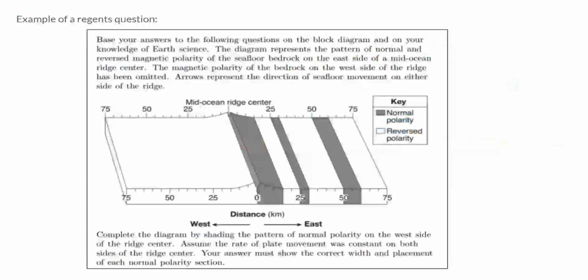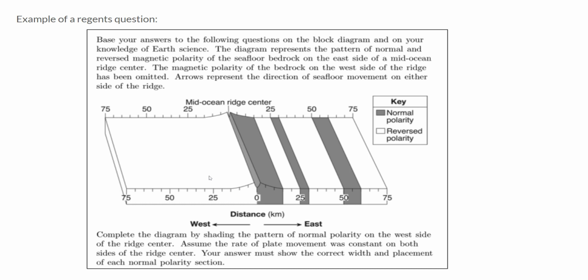So, a question you might get on the Regents is this: base your answer to the following questions on this diagram. The diagram represents a pattern of normal polarity, which is the gray, and reverse polarity. Meaning in the normal polarity, the Earth's magnetic north was pointing a certain direction, but in the reverse polarity, the Earth's magnetic north has reversed to a different direction. And the rocks are showing that they were pointing to where the magnetic north was at the time.